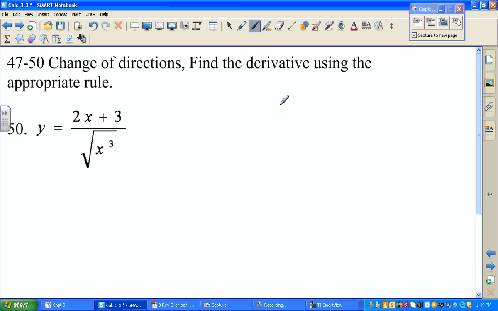Change the directions. At 47 through 50, I just want you to find the derivative using the appropriate rule. If you'd like to use the limit definition, by all means, go ahead.